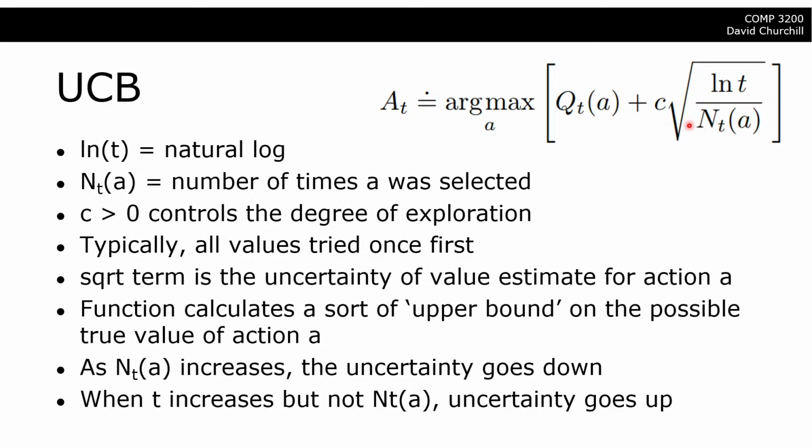But if we've pulled other things 1,000,000 times and only pulled this one 10 times, then I'm very uncertain, right? And so this C here is just a constant. If you put C way, way up, then it will explore very often. Typically, C is going to be a value like 1.5, 2, 3, something like that. And it's just saying, if we are uncertain about a particular action's value, we should choose that thing more often in order to reduce our uncertainty about it.